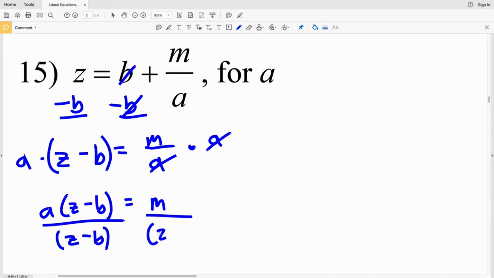When we divide by z minus b, z minus b divided by z minus b is 1. So we're going to be left with a on the left-hand side since a times 1 is a, and that's going to equal m all over z minus b. And remember, the fraction bar separates the numerator and denominator with parentheses, so we no longer need the parentheses in our final answer.